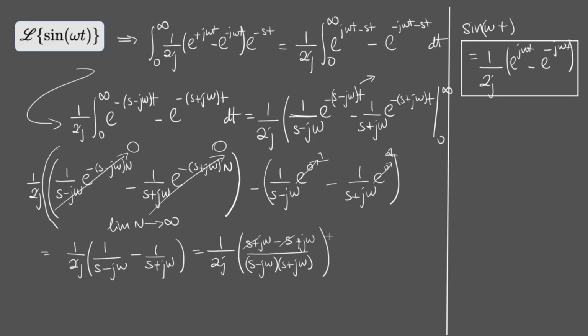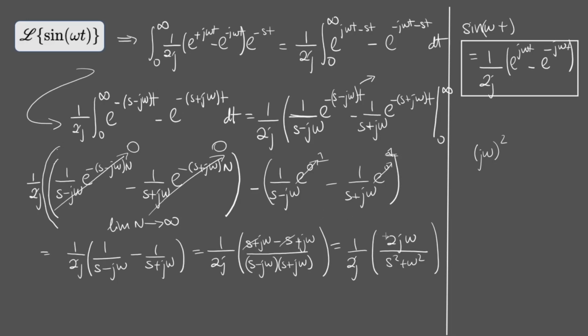S is going to cancel out. So we're going to have 1 over 2j omega. Okay, so this is the difference of 2 squares. So it's going to be s squared plus j omega squared. Okay, so that's going to be s squared plus omega squared, since j is our complex function, j squared is minus 1.